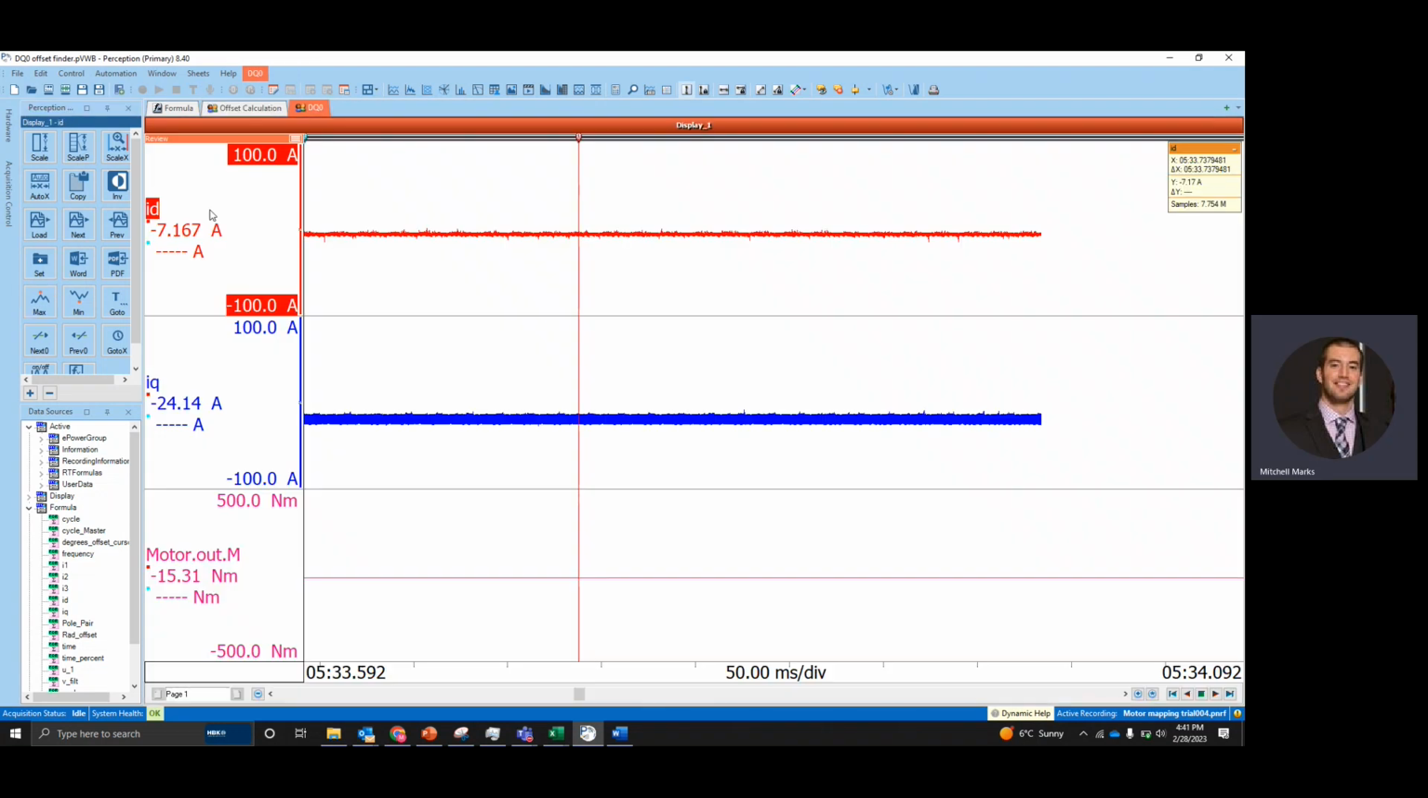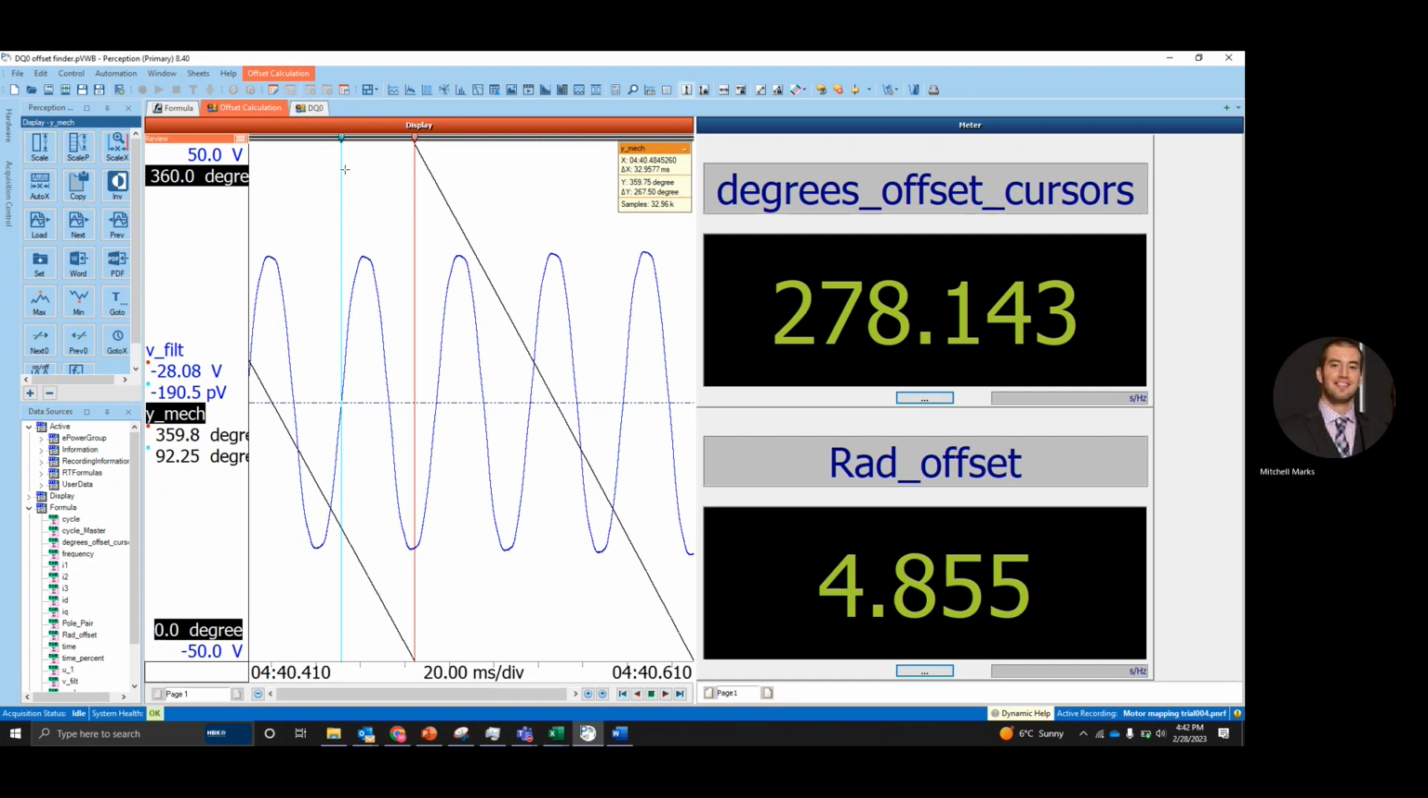If we go to my DQ0, we're going to see ID that's basically DC. We're going to see an IQ that's negative DC, but this negative value is good because my torque is negative. So we got negative IQ lining up with negative torque, and this looks good. Now, where can you go wrong? I think this might be more fun.